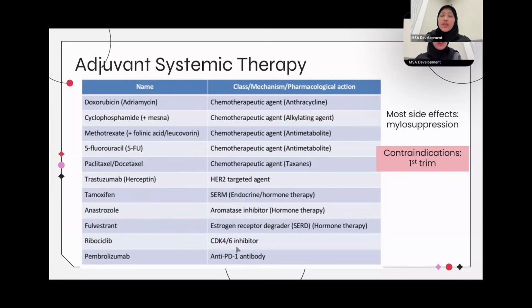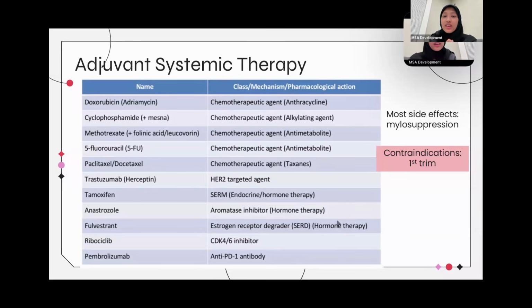Most common for chemotherapy agents, cancer treatments, is myelosuppression, a decrease in blood count. That's just the way it is, like hair thinning, fatigue, diarrhea. These are very, very common, so I'll only go over the things that are not common. Contraindications for chemotherapy is first trimester.